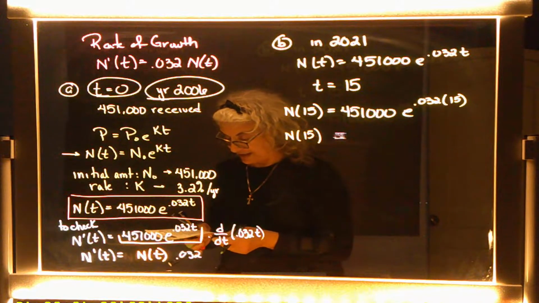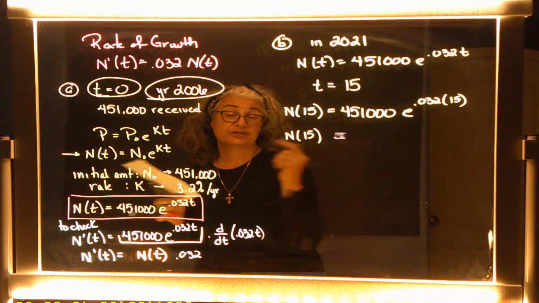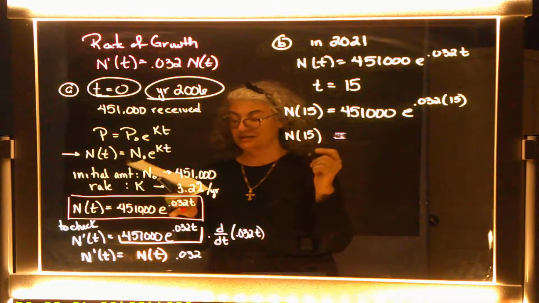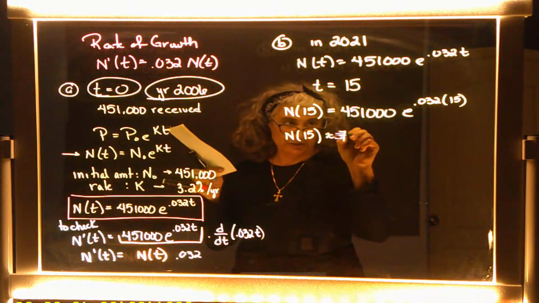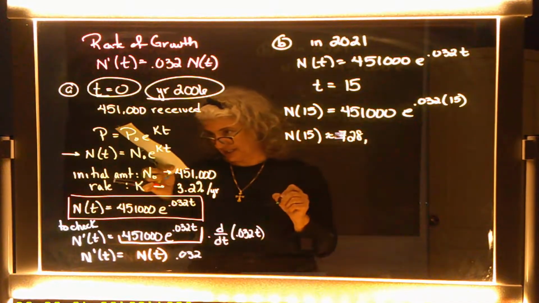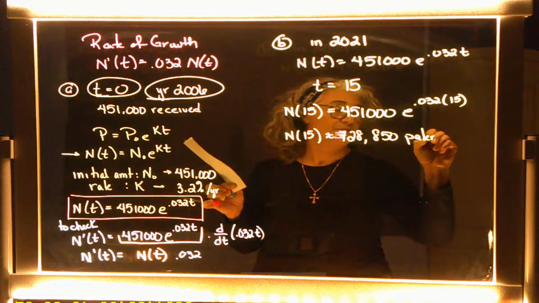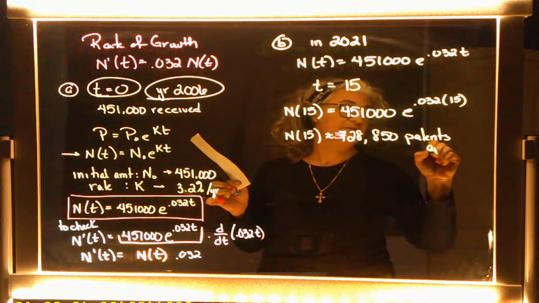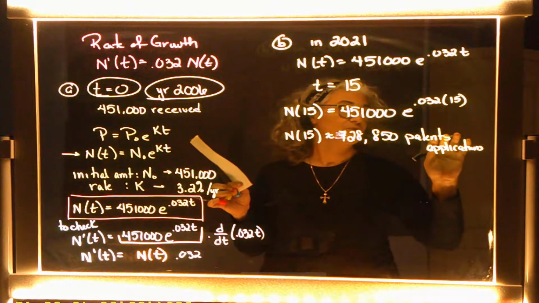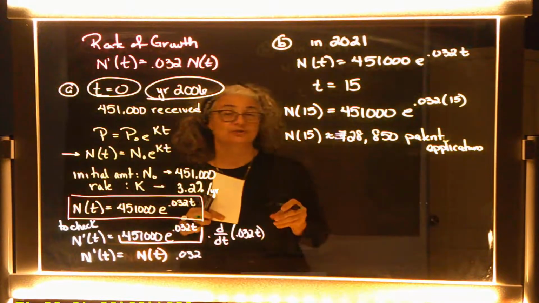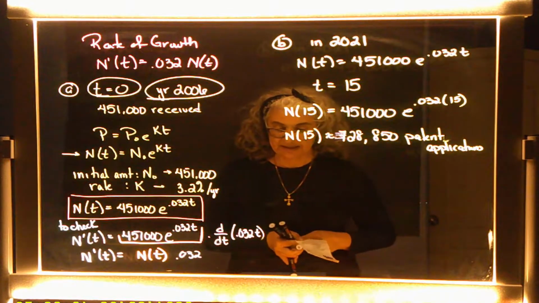So let's see. I ended up with, and I'm rounding to the nearest whole number because you can't have a partial patent, I ended up with approximately 728,850 patents. Or not patents, but patent applications. So let me get rid of that S there. Good? Okay. Loving it. Let's see. Part C.